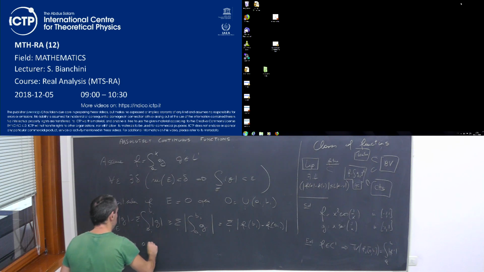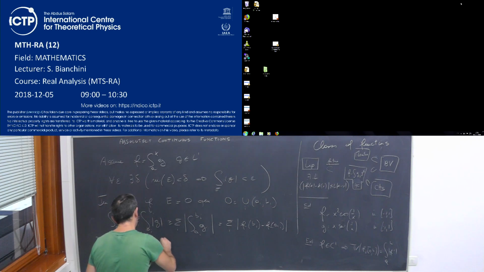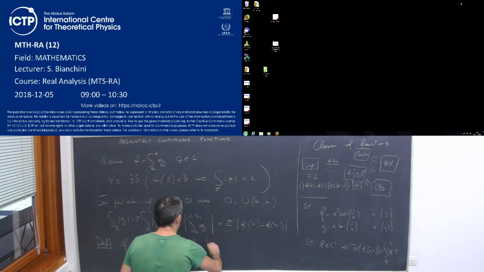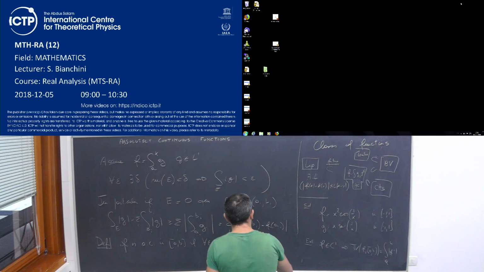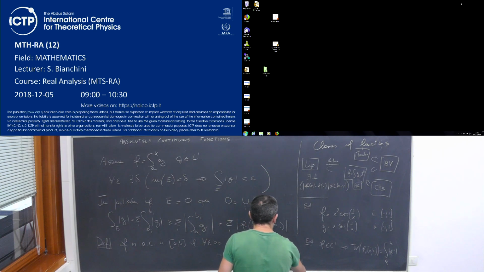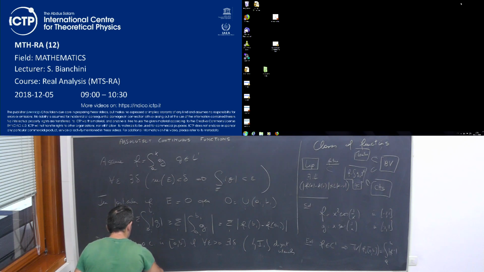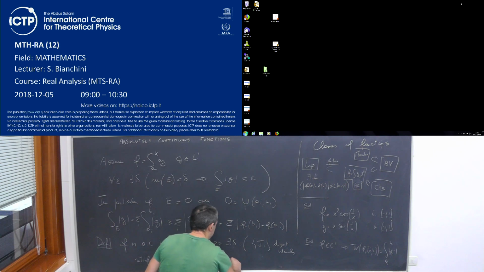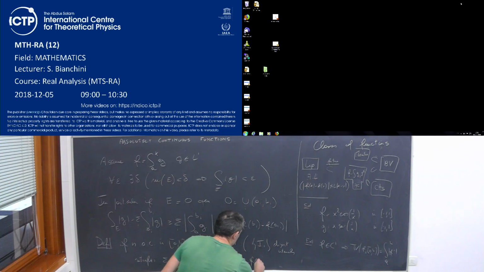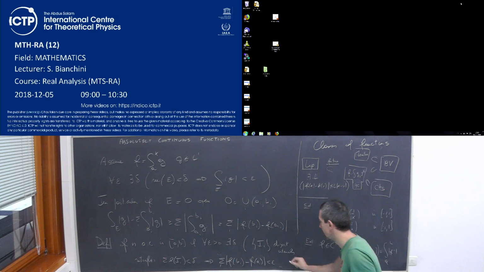f is absolutely continuous, so it's in AC(a,b), if for all epsilon there exists delta such that if the family of disjoint intervals satisfies the sum of the length of the intervals is less than delta, then the sum of the variation is less than epsilon, and okay, I mean that a_i is a_i.